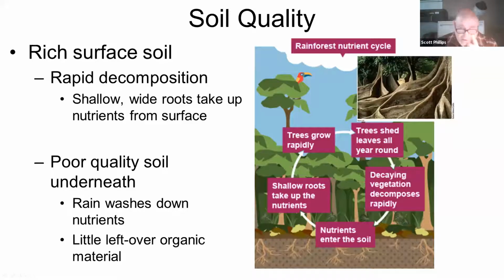All right, and another note about the soils, that you have rich surface soil, and so these trees have these wide, shallow roots that take that up, but you have poor quality underneath, that the rain really washes away a lot of the nutrients, and there's not very much leftover organic material. So much of the organic material in the rainforest gets absorbed right at the surface and is not left over to work its way down into the soil.